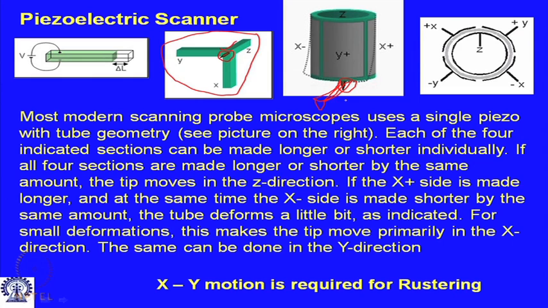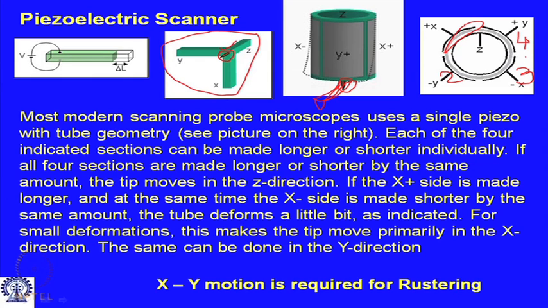Most modern probe SPMs use a single piezo with tube geometry, which is now split into 4 distinct zones over here. This is zone number 1, this is 2, this is 3, and this is 4. Okay. If all the 4 sections are made longer or shorter by the same amount, of course, then you understand that the tip moves in the z direction, that is a vertical movement.